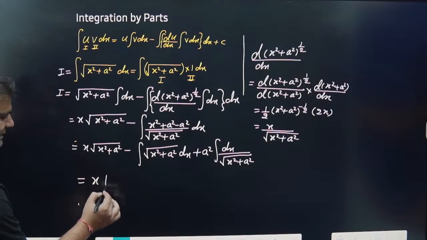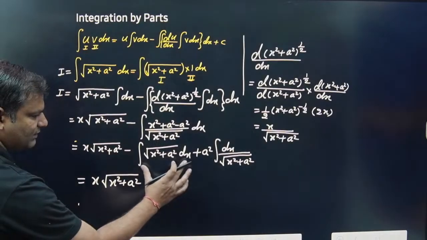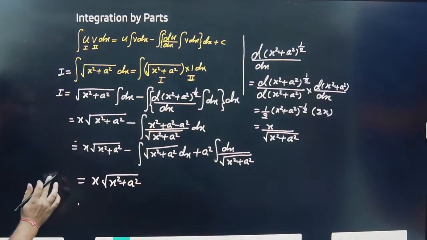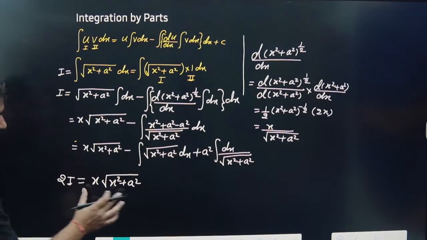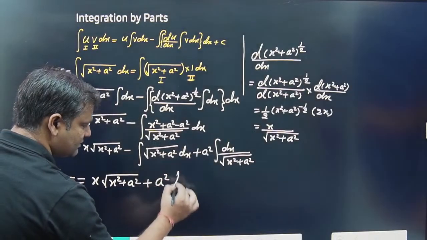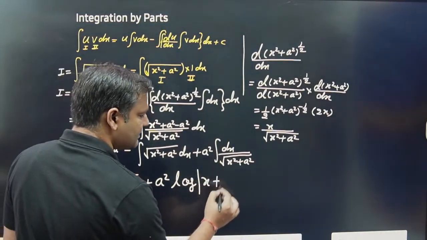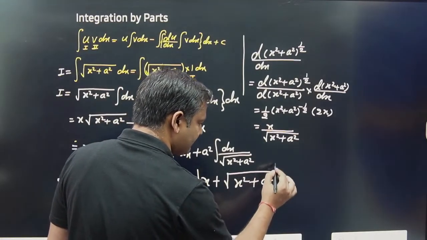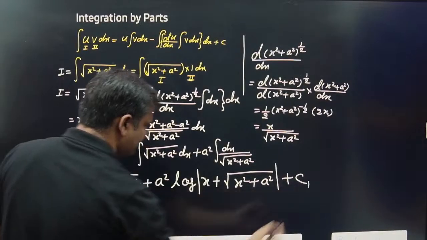This one is x under root x square plus a square. What about that value? Simply I. So this one goes on the left hand side, so I plus I, that is 2i. So 2i will be equal to this one plus integration of that one, a square into log of modulus of x plus under root x square plus a square plus c, or c1 simply.